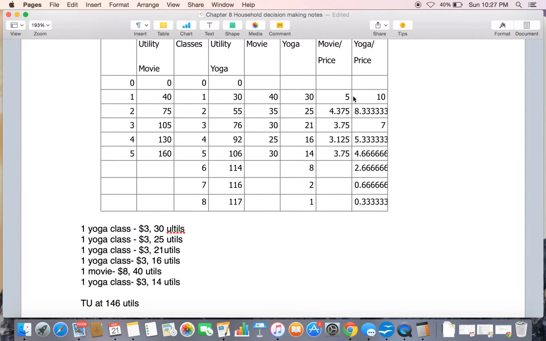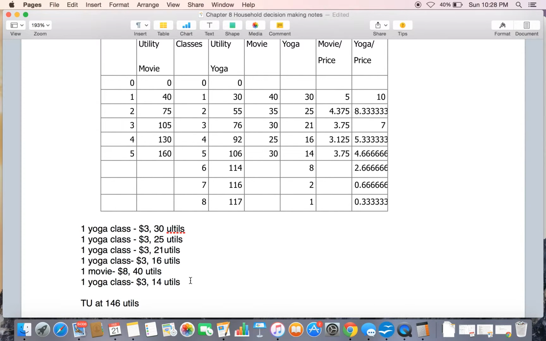Something you might be curious about is, well, how come we are going to choose an item that gives us less marginal utility over another item that gives us more marginal utility? And the reason why is because the marginal utility per dollar for attending, say, that first yoga class is twice as much as going to the movies. And therefore, it's going to increase our total utility much more than spending money on the movies.